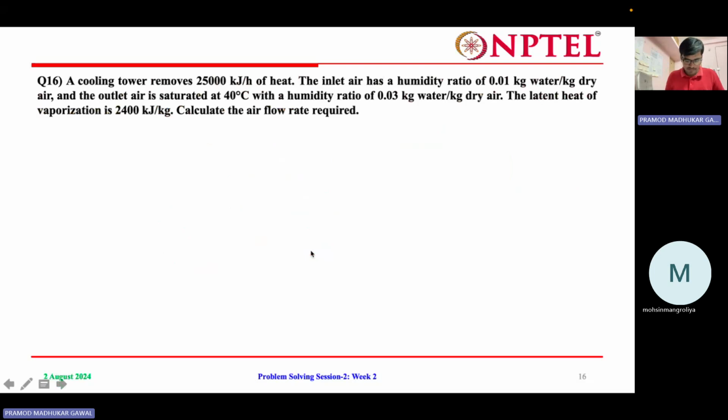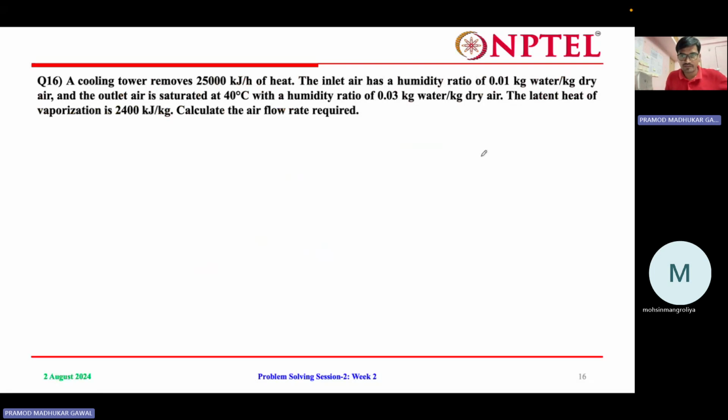Question 16. The cooling tower removes 25,000 kilojoule per hour of heat. The inlet air has a humidity ratio, humidity ratio is absolute humidity, 0.01 kg of water per kg of dry air. And the outlet air is saturated at 40 degrees Celsius with a humidity ratio of 0.03. So at outlet humidity, the latent heat of vaporization is 2400 kilojoule per kg. Calculate the air flow rate required.